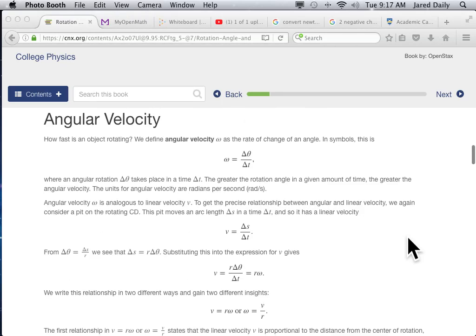Now, if something is rotating at some rate of rotation, then we say that it has angular velocity. Angular velocity is denoted with this Greek letter omega. That's not a W. That is an omega. It is the last letter in the Greek alphabet. This is a lowercase omega. So omega equals delta theta over delta t.